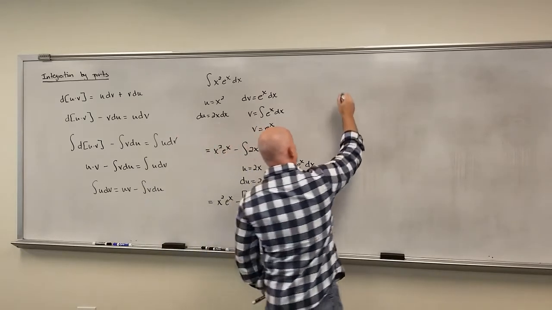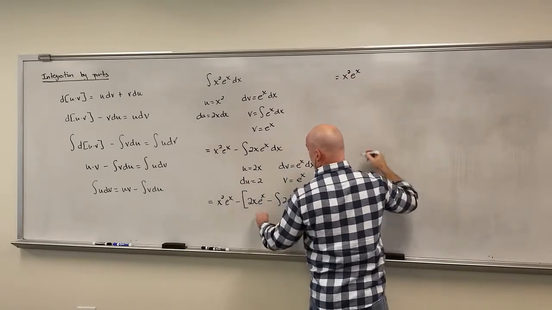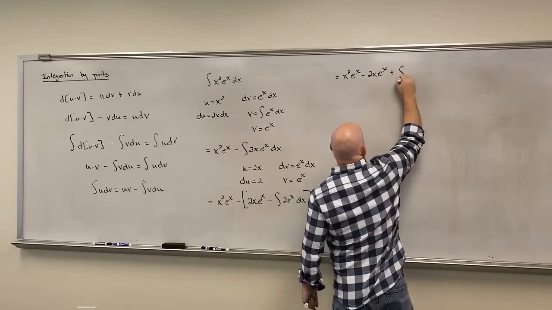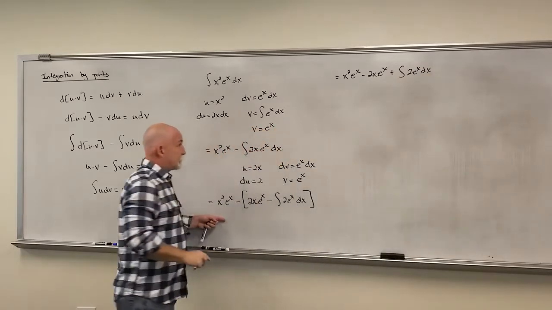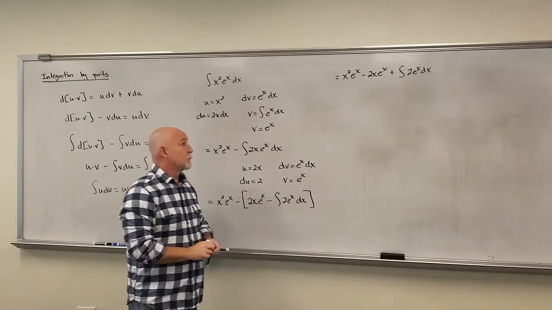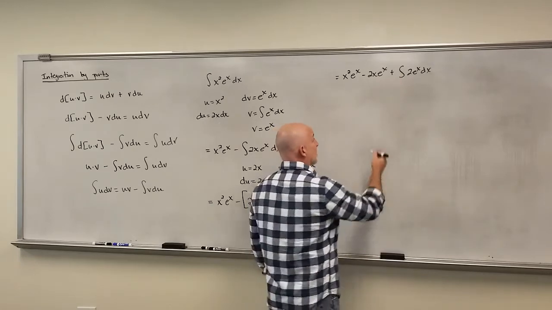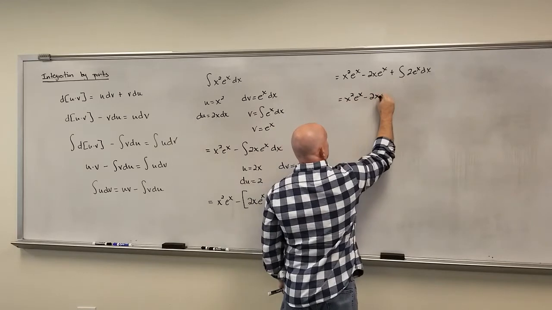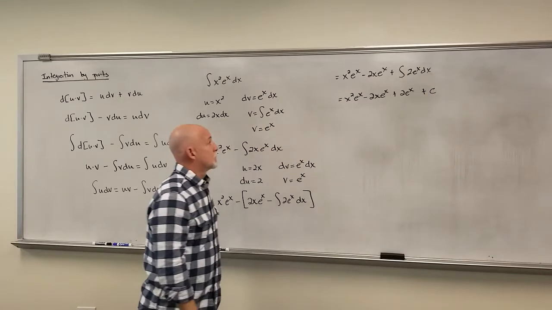Now I'm just going to move it up here for a little bit of room. So we have x squared e to the x. I'm going to go ahead and distribute this real quick. Minus 2x e to the x plus the integral of 2 e to the x dx. Okay, so all I did from the bottom to the top is just distribute that negative. Now notice we still have an integral to do. This one we can actually do, right? The 2 is a constant, so we don't have to worry about that. The integral of e to the x is just e to the x. So we have x squared e to the x minus 2x e to the x plus 2 e to the x, and of course, plus c.